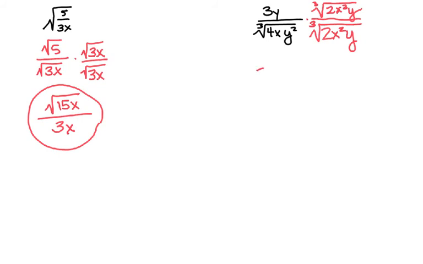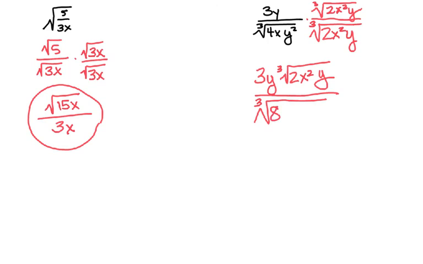So now on the top we have 3y times the cube root of 2x squared y. No simplification you can do with that because there are no perfect cubes in that. But on the bottom, we end up with the cube root of 4 times 2 is 8. X times x squared is x cubed. And y squared times y is y cubed. And now we'll go ahead and take that cube root.